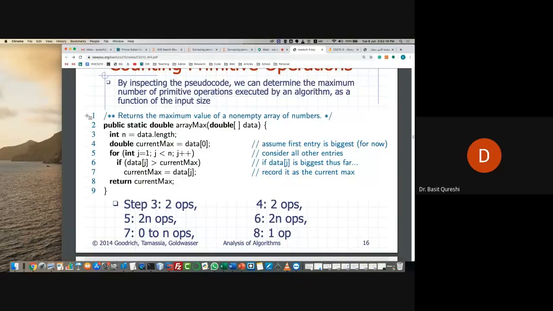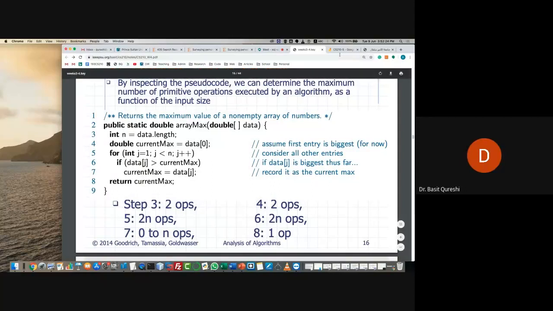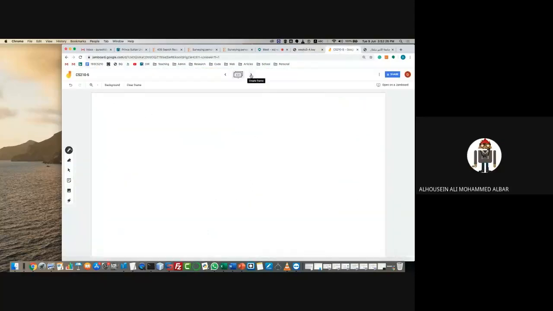So I'm going to take a screenshot. Bro, this is like an introduction to the big O notation. Yes, we're moving there. Okay.